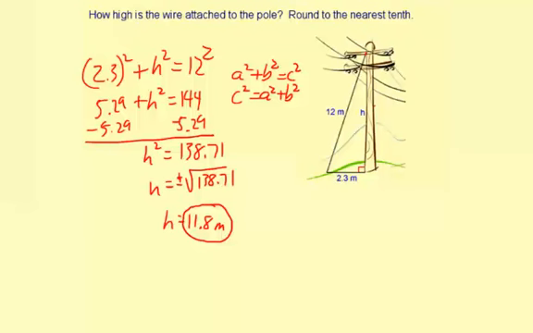Oh, and just looking at this answer, it looks like it's a valid answer because it isn't greater than the hypotenuse 12. If this was bigger than 12, we'd know we had a big problem here.